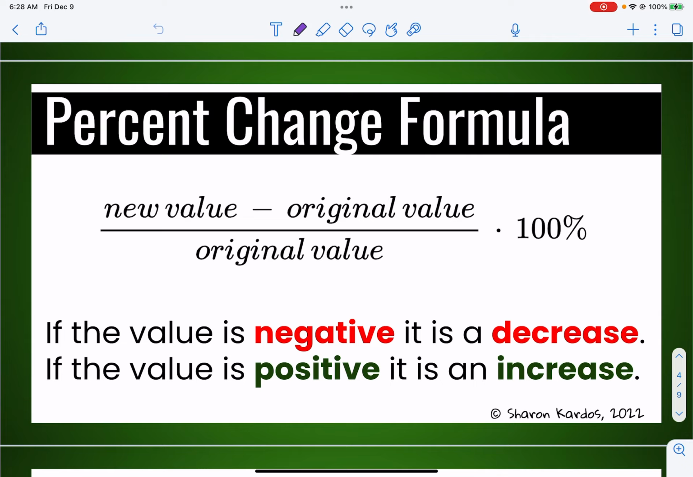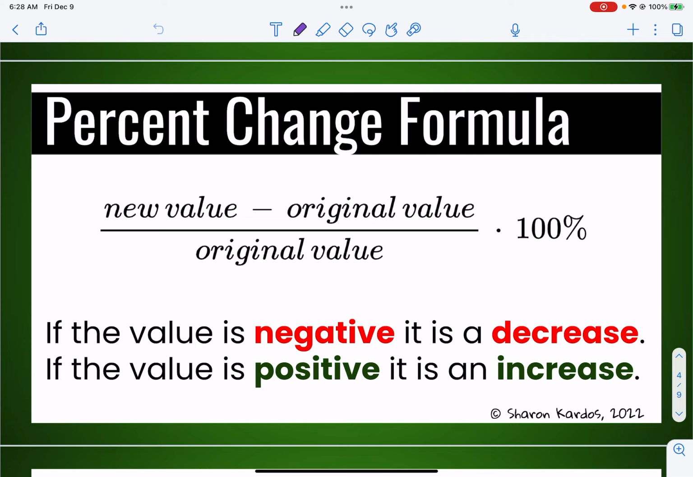So the formula is the new value minus the original value. Remember, original means the starting value or the beginning. And then we're going to divide it by the original. And whatever we get, we're going to multiply it by 100 to change it to a percent.